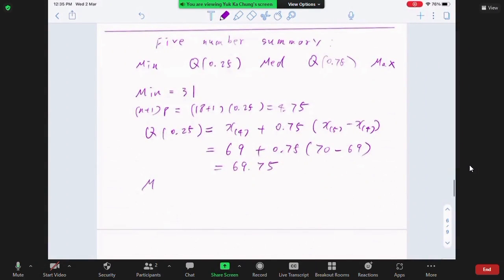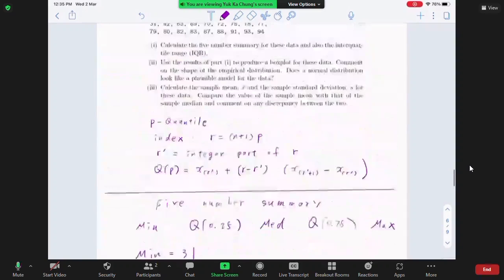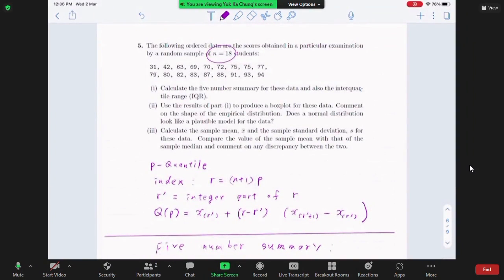Now for the median. It depends on whether n, the sample size, is an odd number or an even number. If n is odd, the median is the number located right at the middle of the whole data set. When n is even, the median will be the average of the 2 numbers located at the middle of the sorted data set. And since n is even here, the median will be the average of these 2 numbers, 77 and 79.